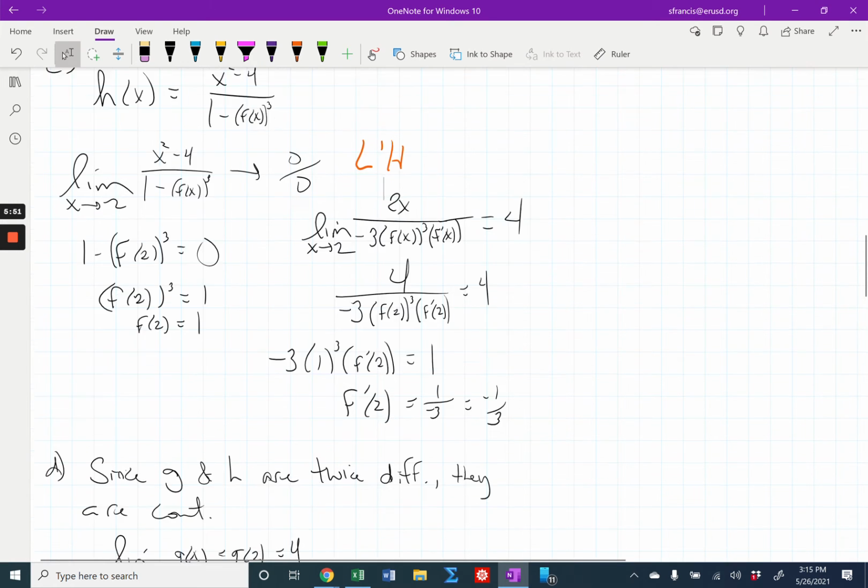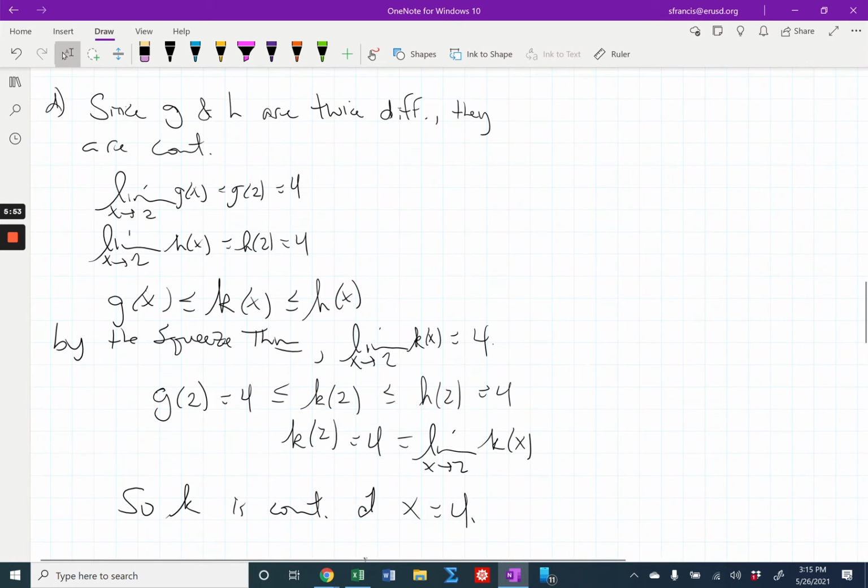That's the definition of continuity. So if we jump down into this, well, we have to do a lot of justifying for this one. They tell us that g and h are twice differentiable, so that means they are continuous. And since g and h are continuous, the limit as x approaches 2 of g of x has to be equal to g of 2, and they told us g of 2 is 4. And then for the next line here, the limit as x approaches 2 of h of x has to be h of 2, since h is continuous, which is also going to be 4.